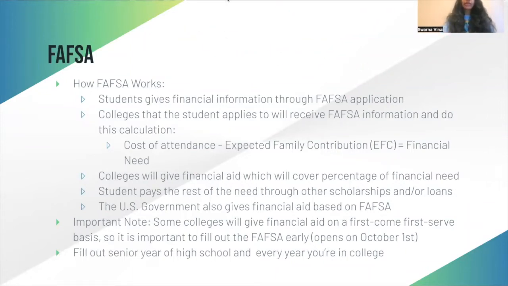And like I said before, some colleges will give financial aid based on whoever applies first. So you can try and apply as soon as possible to increase your chances and make the most of the amount of time that you have to apply. You can apply for this your senior year, and you can also apply every year that you're in college. So if you're currently a senior, or if you're in college, then applications will be starting in exactly 1 week.